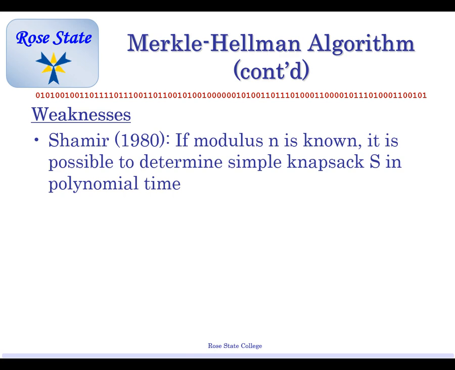All right. There are some weaknesses. Shamir determined that if the modulus n is known, it's possible to determine the simple knapsack in polynomial time. So in other words, it might still take a long time because the numbers are large, but it can be determined if n is known. Okay, great. I don't know the math behind that, but he is determined. That's why I'm not a mathematician.